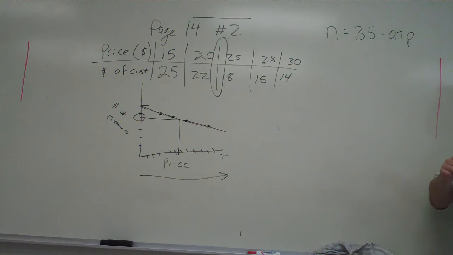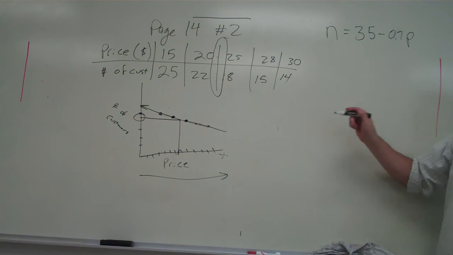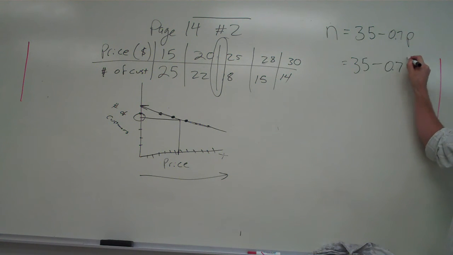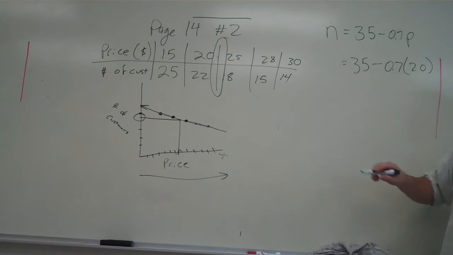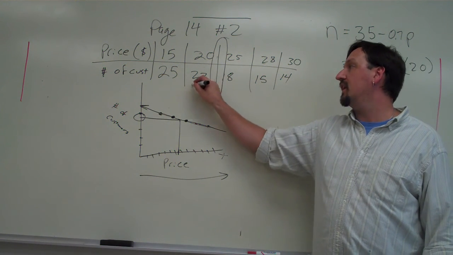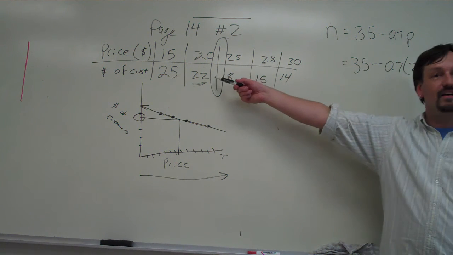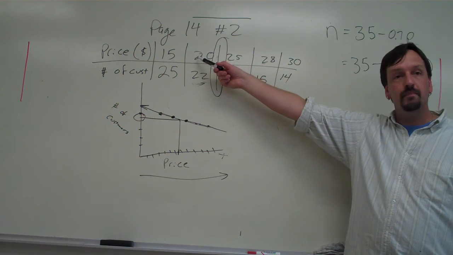So with this, we can just plug in some numbers. And I'll tell you, if we plug in 20, that'll give me 35 minus 0.7 multiplied by 20. I just plugged in 20 where P was. What do you think I should get? Here's a hint. In this equation, what do you think I should get if I plug in 20? Amber Emery. 22? Yeah. See, it's right there. We already measured that one.